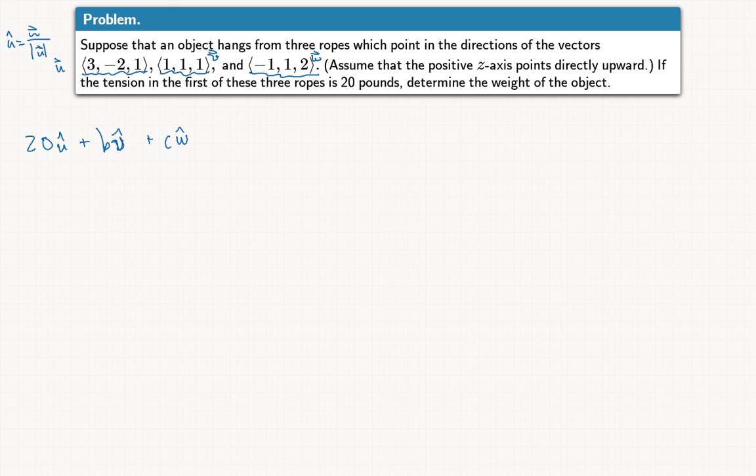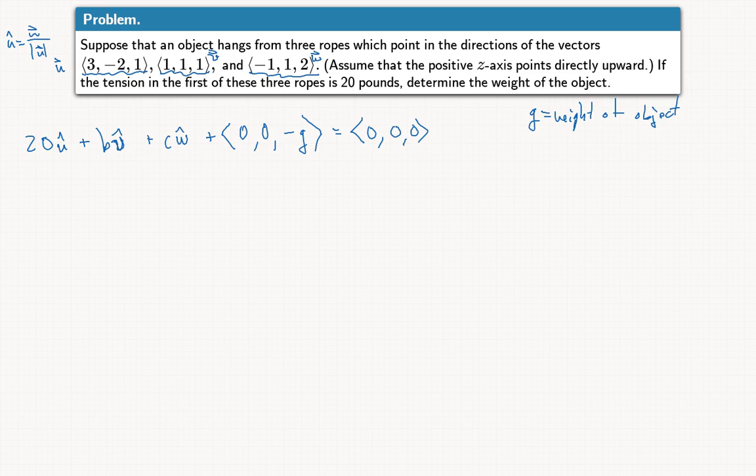plus something else in the direction of w, so b and c are the unknown tensions in the other ropes, and then the other force acting on this object is gravity. So gravity will be pointing straight down, so we'll have 0, 0, and then negative g, so g is going to be the weight of the object that we're after. So this, since the system is in equilibrium, will equal 0, 0, 0.